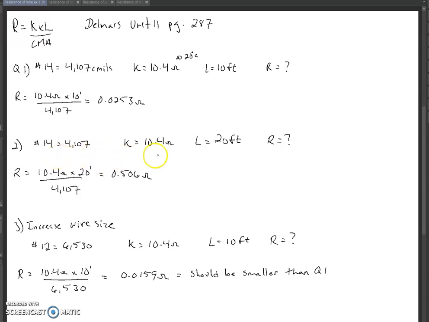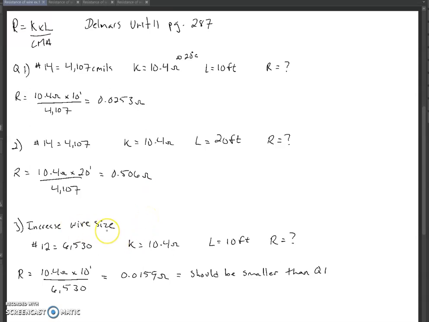If we take the 10.4, keep everything the same, and drop this into 20 feet, this number should double. So 10.4, 20 feet, 4107, and we have twice this amount. Those are always the things you're looking for when you're doing calculations.